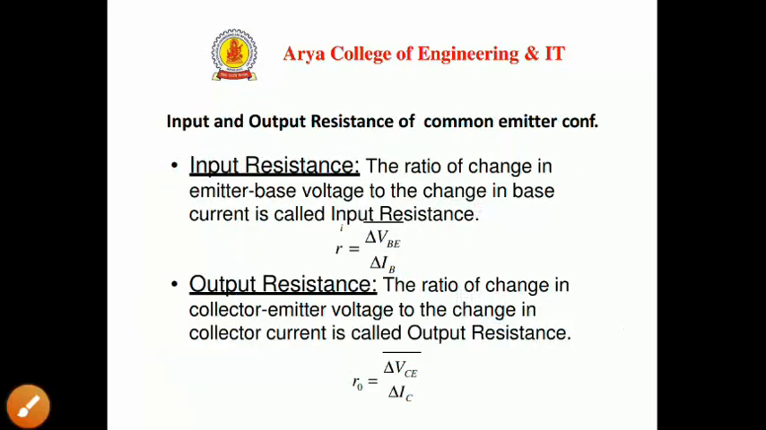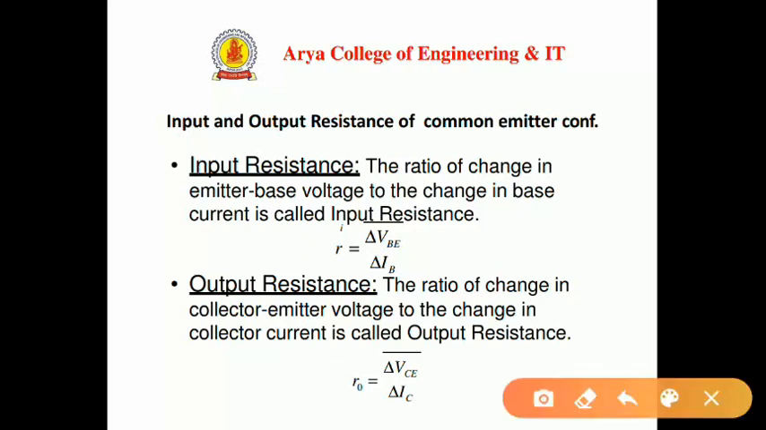We have the same input resistance and output resistance as in the common base configuration, but the equations are different for both. Input resistance is calculated as del VBE upon del IB, and output resistance is the ratio of change in collector emitter voltage to change in collector current. So this is all about the common emitter configuration.